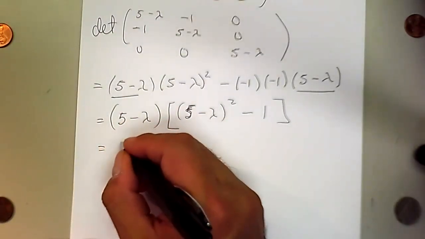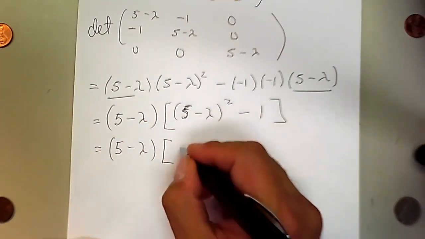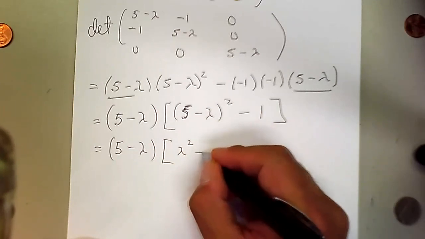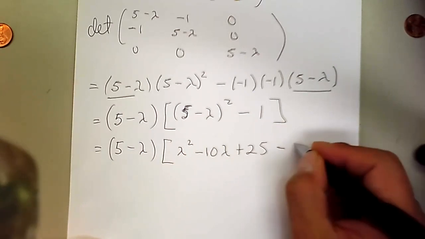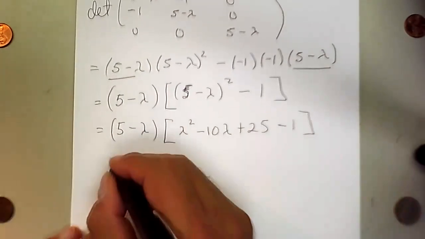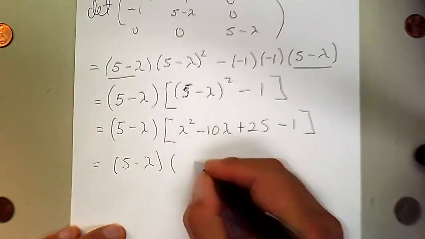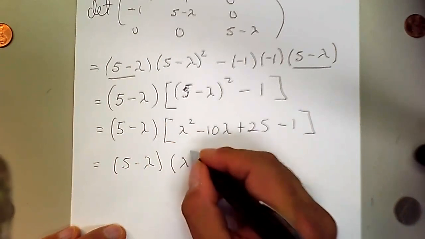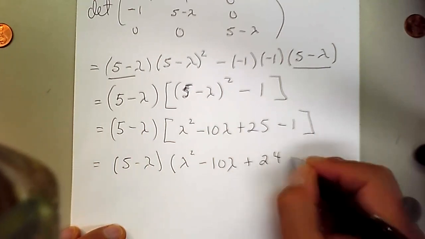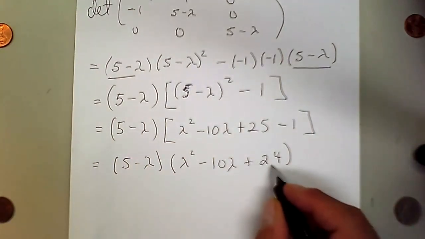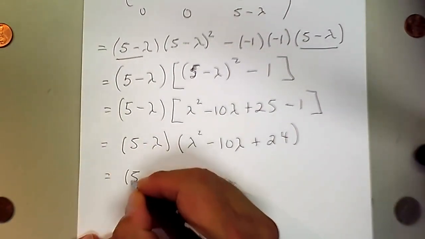So keep this guy as is, 5 minus lambda. Foil this out, that's going to give us lambda squared minus 10 lambda plus 25, which then we subtract 1. Keep the 5 minus lambda there. And then we have lambda squared minus 10 lambda plus 24. And 6 times 4 is 24, and 6 plus 4 is 10. So we got it. 5 minus lambda.